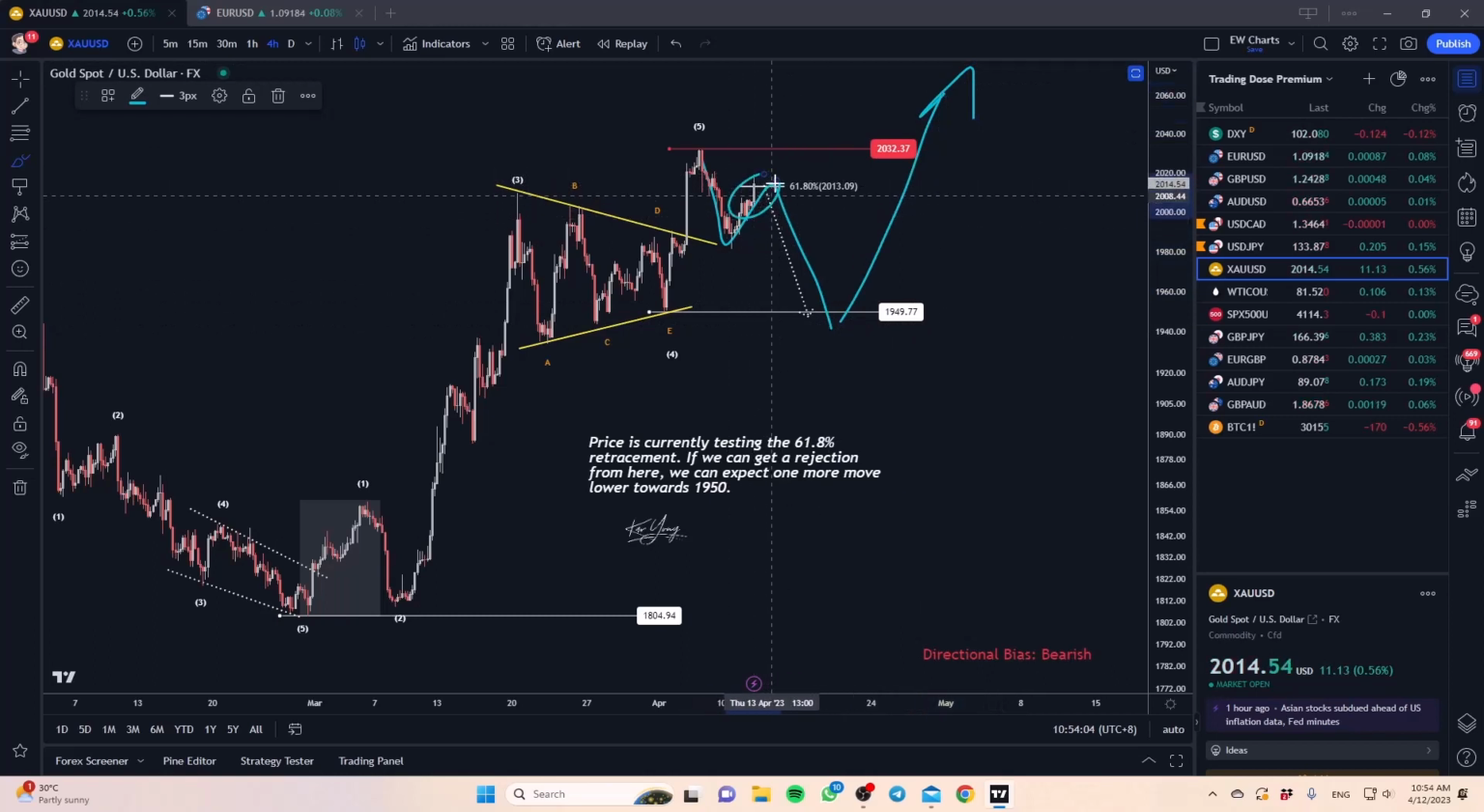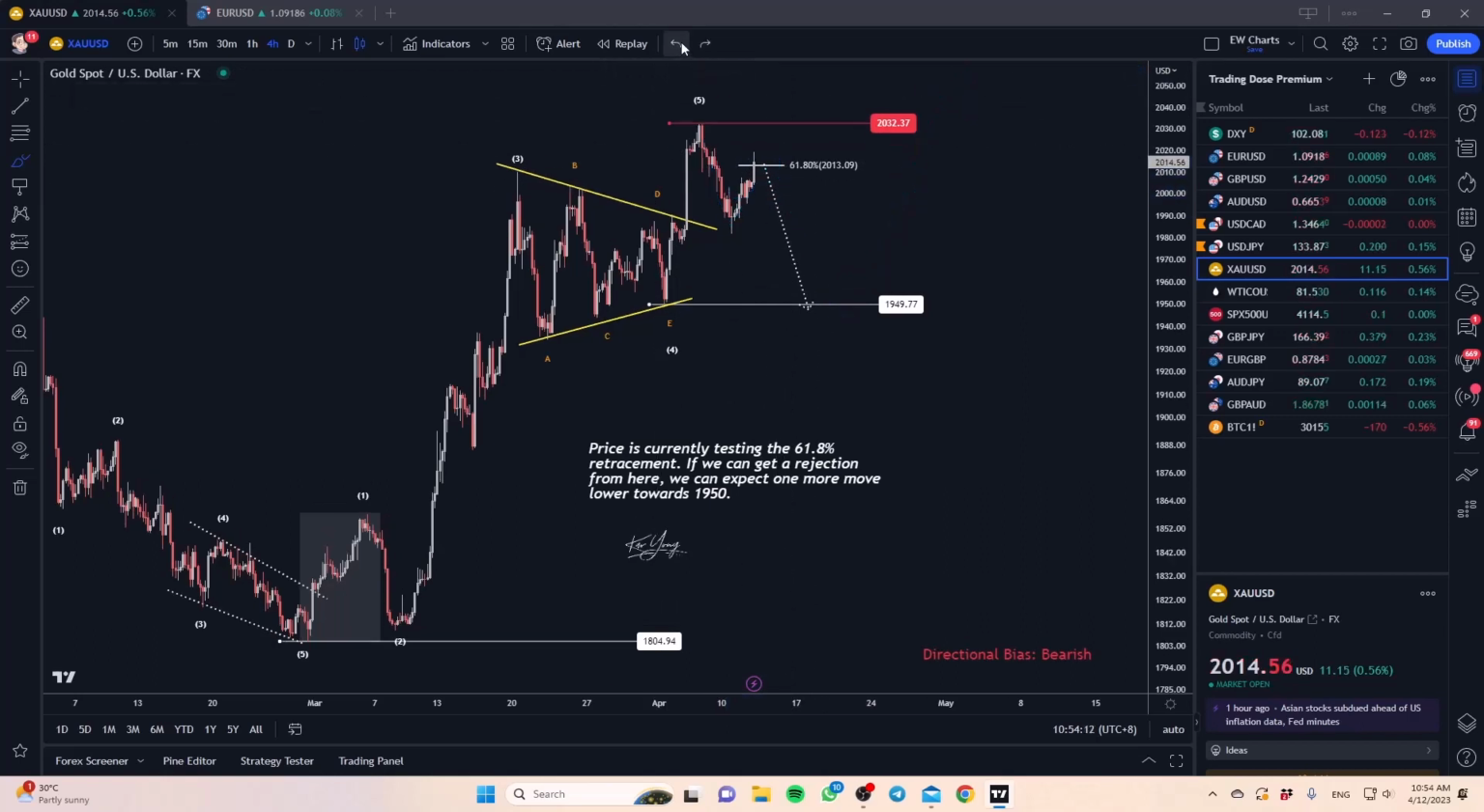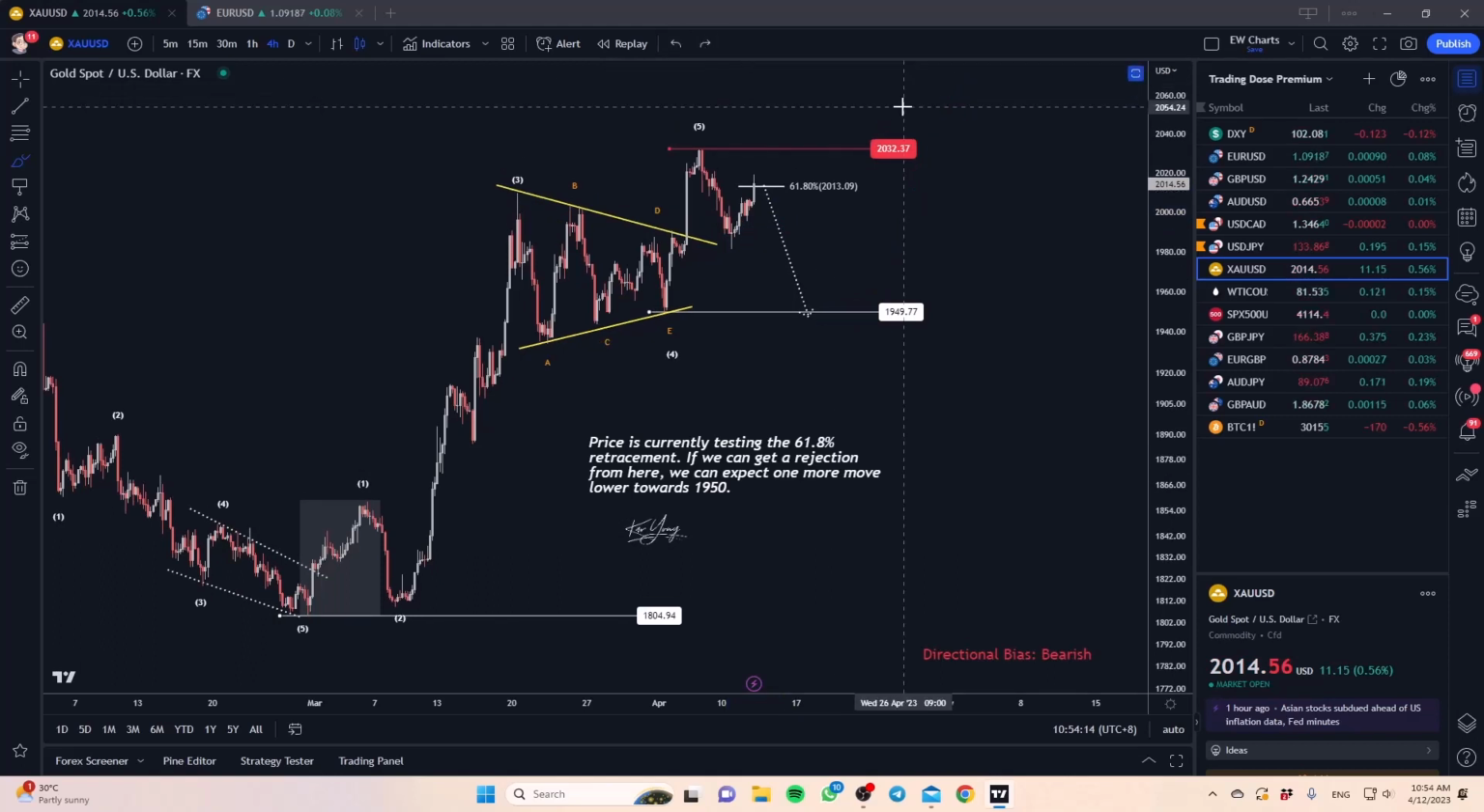So next few days, do keep an eye on how the gold price is going to react around this zone at 618 retracement. And of course, this evening, we do have the US CPI data coming in as well. So that may create some kind of catalyst for the major pairs, okay, to be developing. So keep an eye on that too.